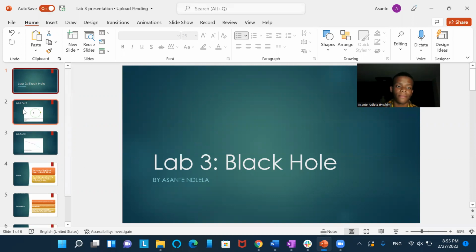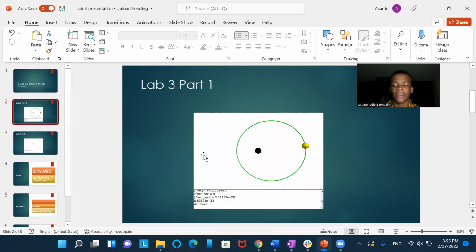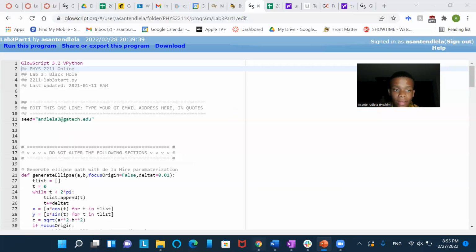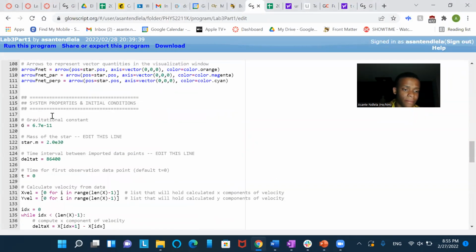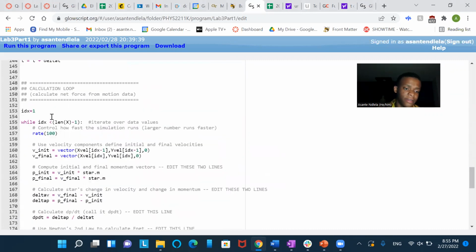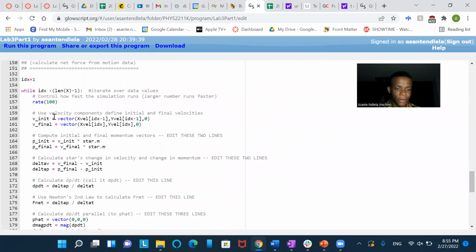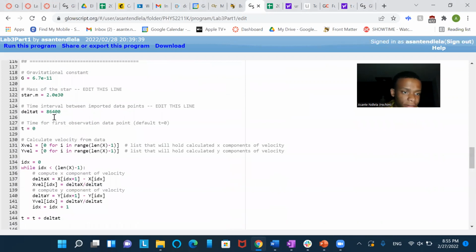In the first part of the lab, we had to find the mass of a black hole, which the star, the yellow body over here, was orbiting around. So here is the code I used for that, where I calculated the net forces and the change in velocity and the components perpendicular and parallel of those two quantities.